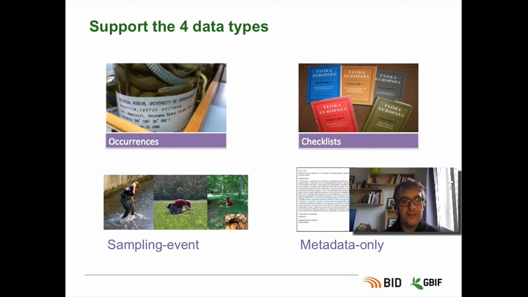So a first and very important feature of this tool is that it allows publishing the 4 classes of datasets that were discussed in the previous screencasts: occurrences, taxonomic checklists, sampling events datasets, and metadata-only datasets.